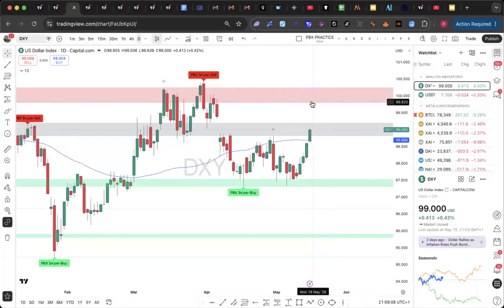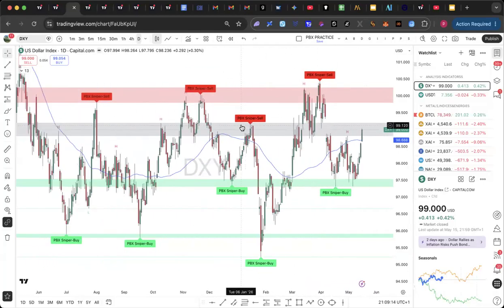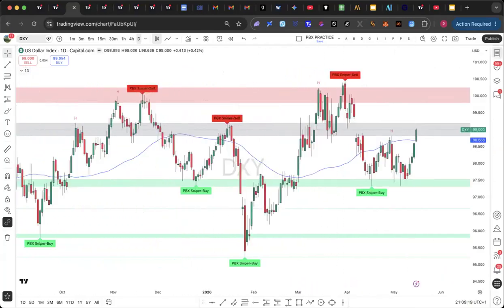So about 99.8 something for the market this week. So DXY to get rejected from here. If you are going to be rejected, so please, good evening, everybody.